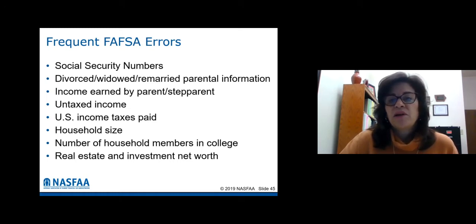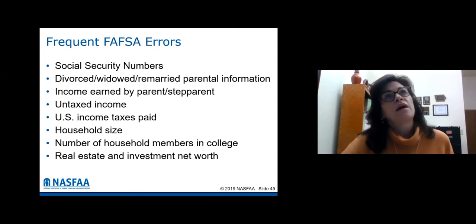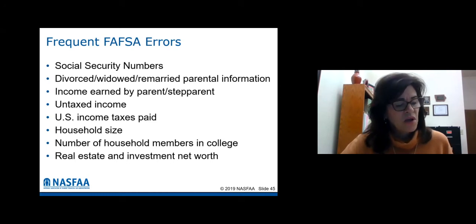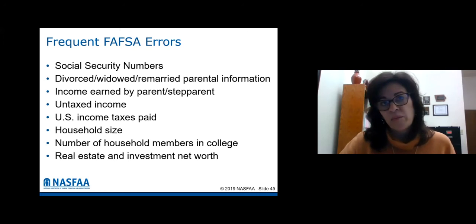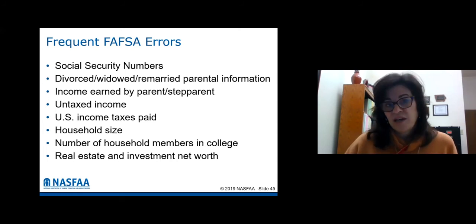Divorced, widowed, and remarried parents. This is a big question we get a lot of times. So we have so many different family situations right now. And in the case of a divorce and a remarried situation, let's say that I am divorced from my child's biological father, and I'm remarried. I've only been remarried 3 days, but I'm filling out the FAFSA. My daughter lives with me. I use my income and my new husband's income, even though I've only been remarried for 3 days.